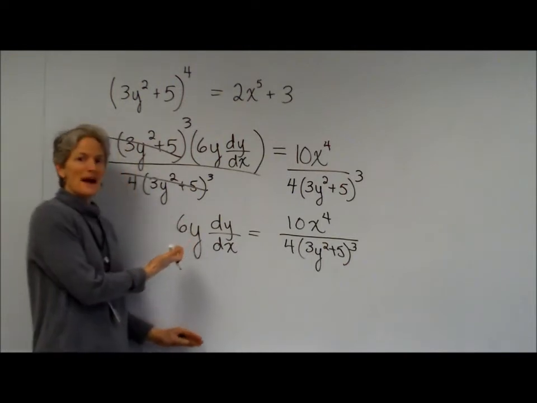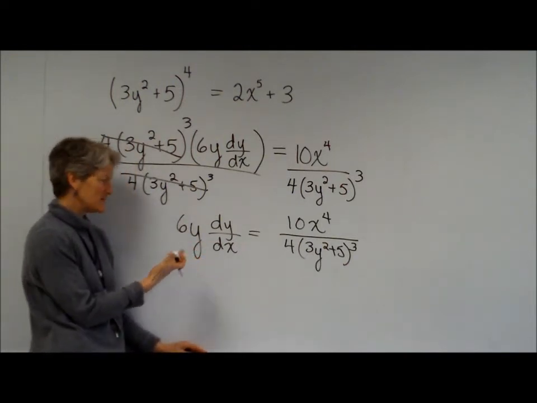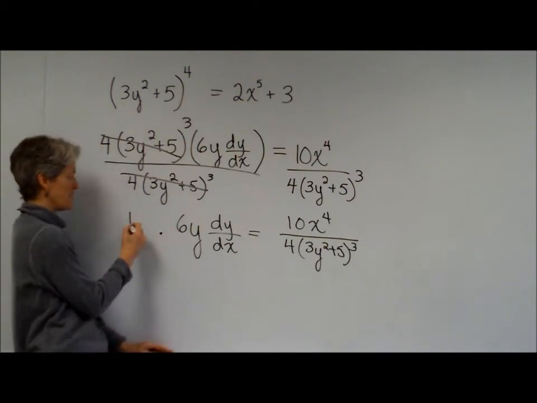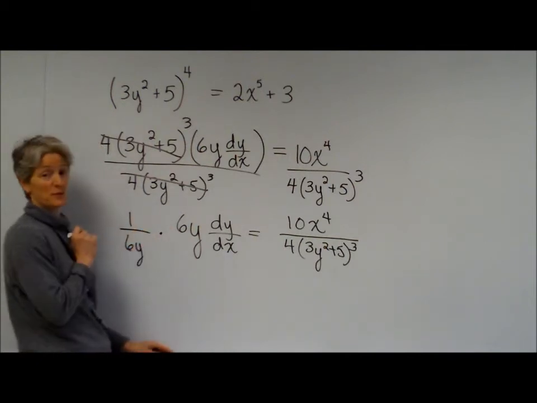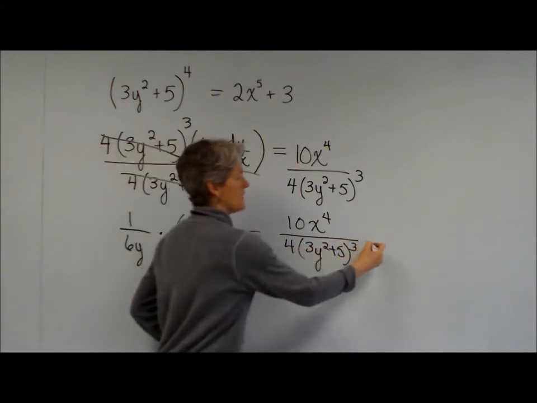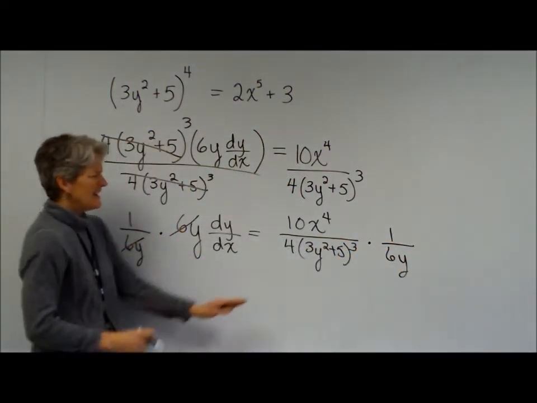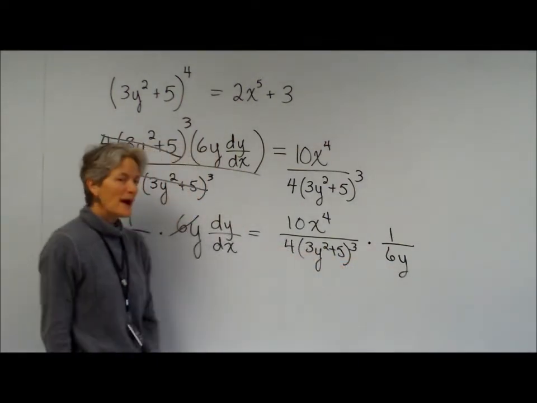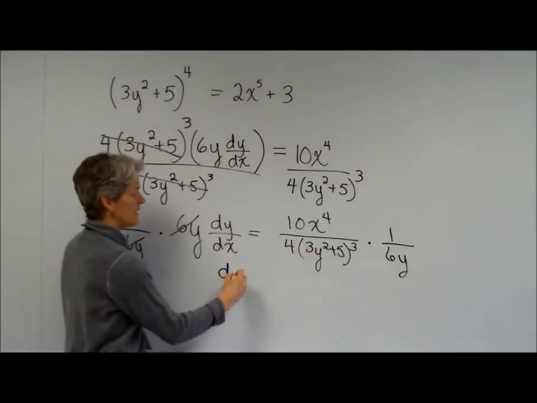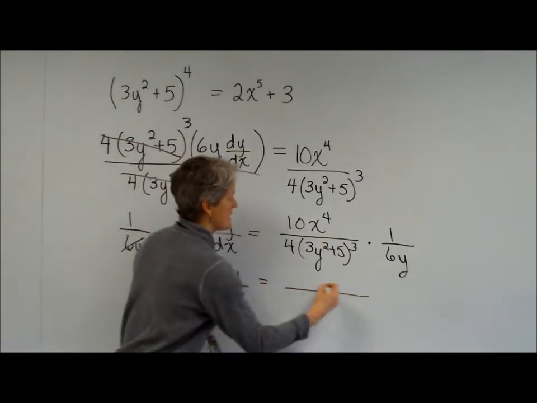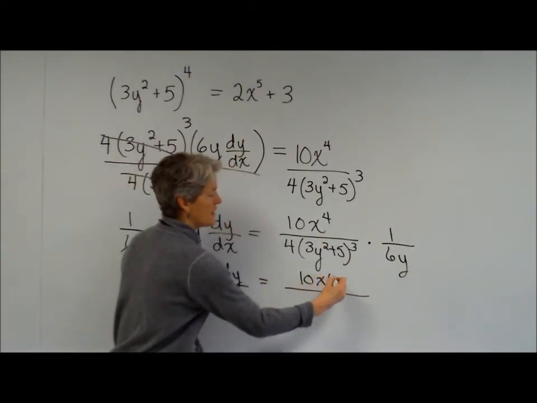So let's go back to our old Algebra 1 skills. Dividing by 6y is the same thing as multiplying by its reciprocal, 1 over 6y. The reason I do that now is that I see that it just scoots right into the denominator. So my numerator is unchanged.